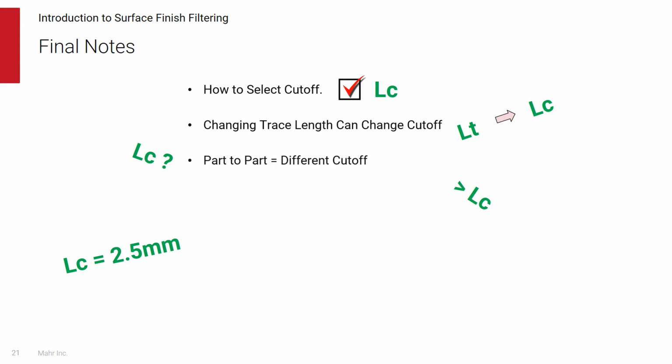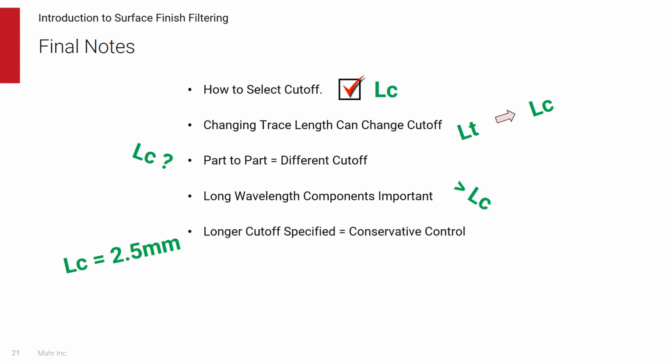When no cutoff is specified, each part could potentially be evaluated with a different cutoff. Remember, the standards indicate that either the RA or RZ or RSM must be compared to the appropriate tables to determine the correct cutoff. Also, long wavelength components are important too. Other measuring methods need to be employed to ensure that these longer wavelengths are evaluated as well as the short roughness wavelengths.